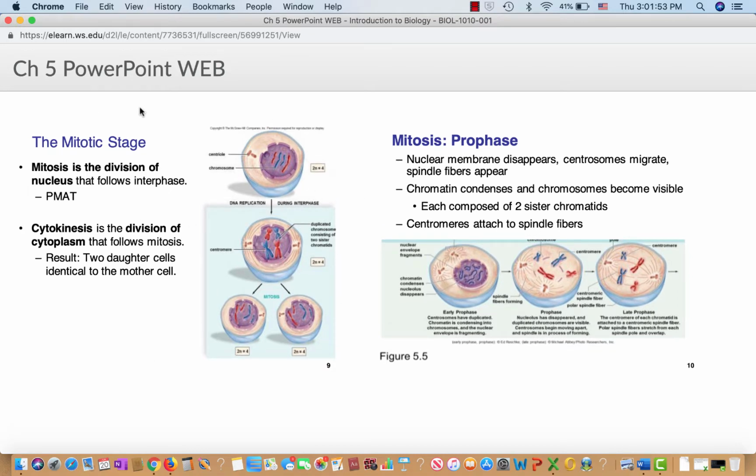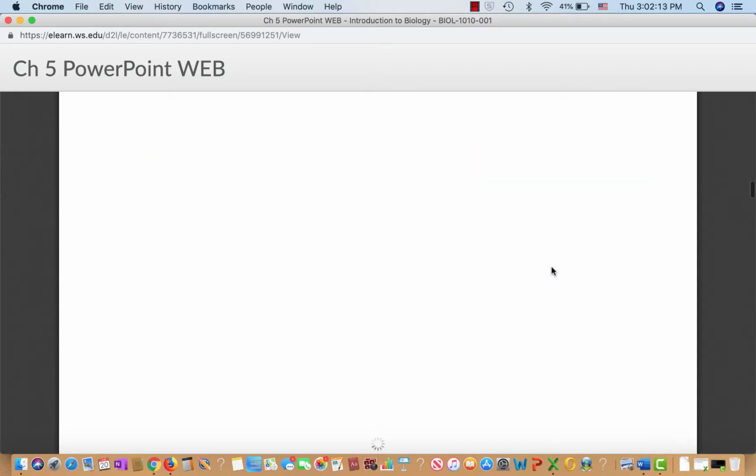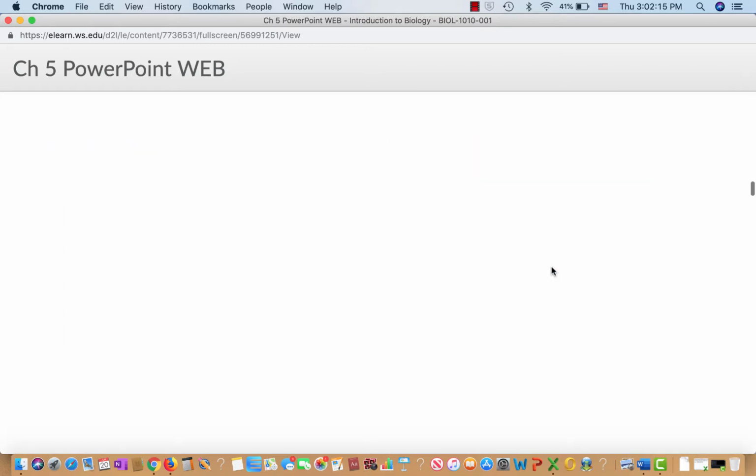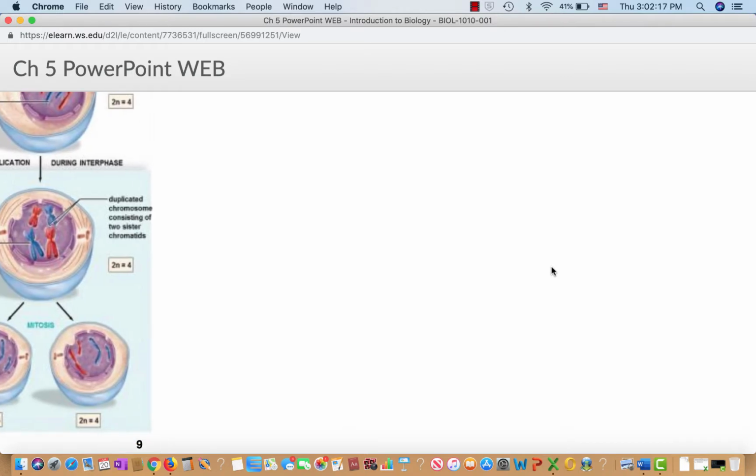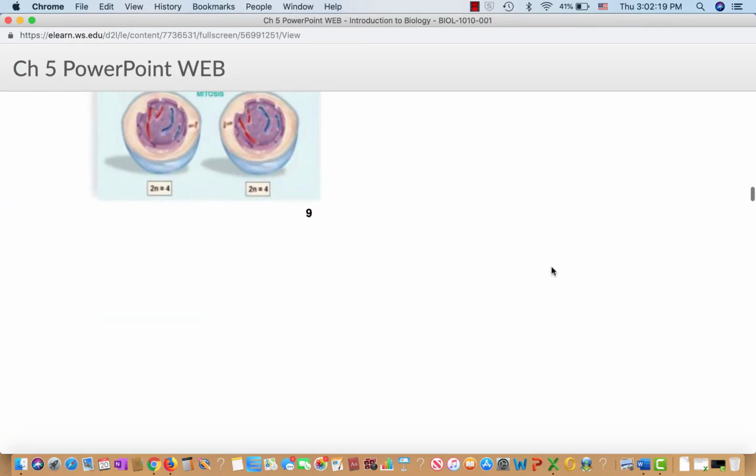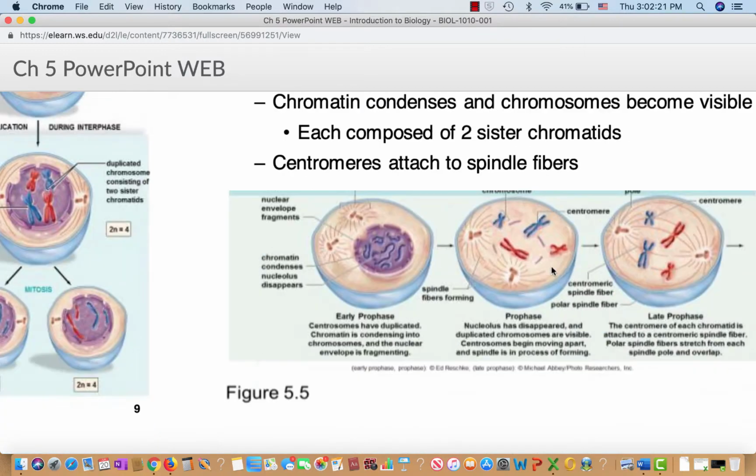So breaking this down a little bit more, you've got prophase. The nuclear membrane disappears, the centrosomes migrate, the spindle fibers appear, and then the chromatin condenses and chromosomes become visible. Each is composed of 2 sister chromatids, and then the centromere is attached to the spindle fibers. So if we can zoom in a little bit here without breaking the computer. And some days that's a big if.